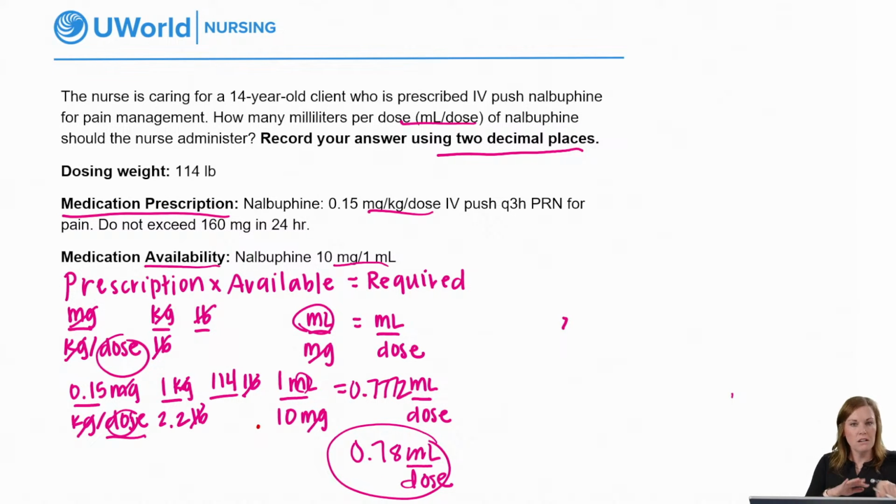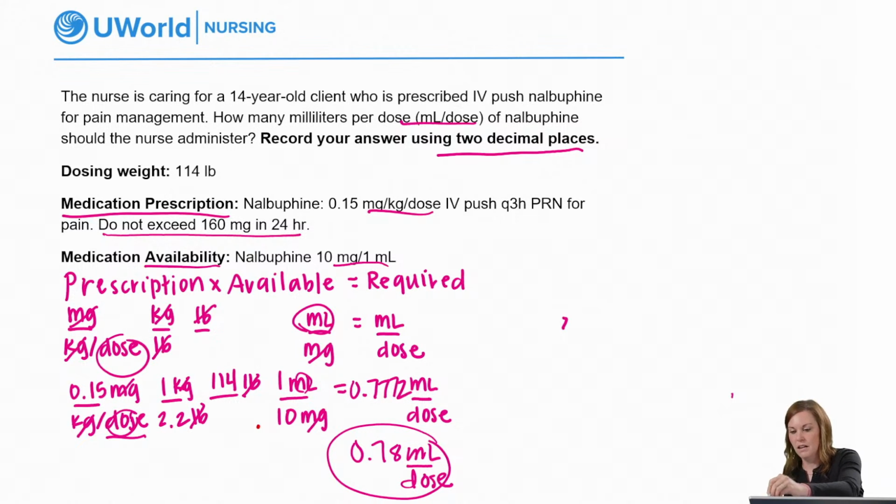Okay, so we're going to go on to the next question, and this one is a little bit different. It's going to include the same stem, but it's also going to ask us if the total amount that we're giving is safe, because we see in here it says do not exceed 160 milligrams in 24 hours.